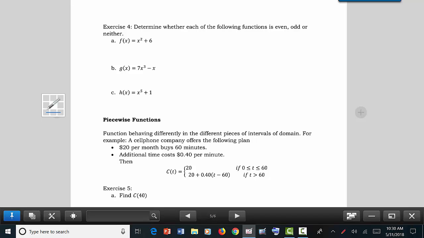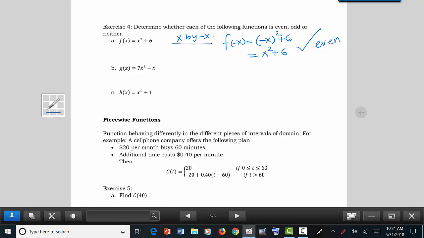Now, how do we determine whether a function is even, odd, or neither? We will follow the same idea. Let's replace x by negative x. f of negative x equals negative x squared plus 6, so it is x squared plus 6. We end up with the same function. That's why it is symmetric about the y-axis. If it is symmetric about the y-axis, then it is an even function.